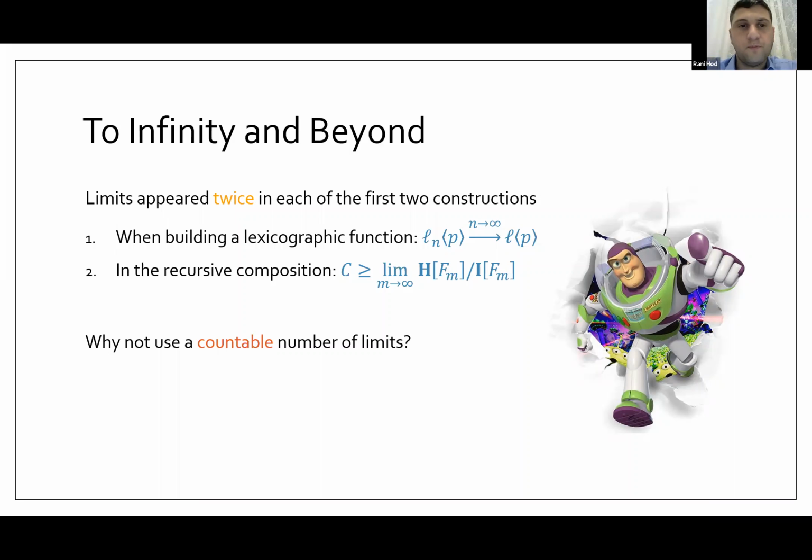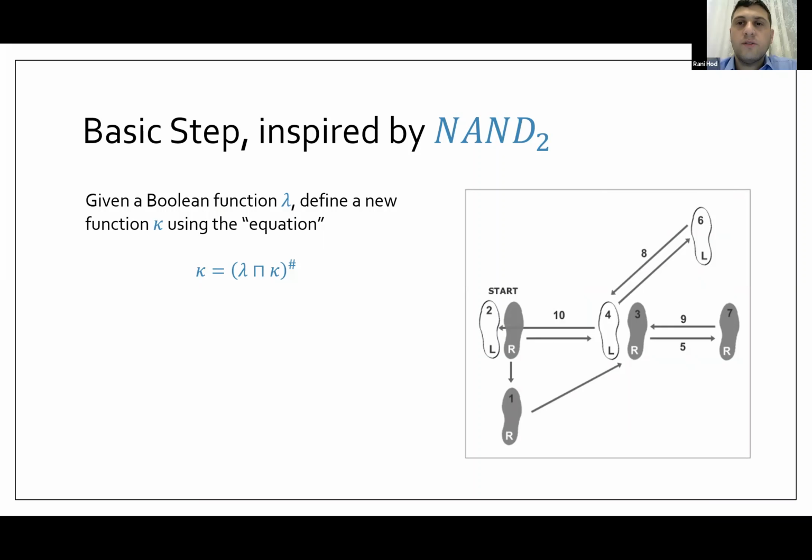So we're going to define a sequence of functions not using this recursive composition. We're not going to separate the recursive composition from the choice of the function, meaning that we define now a sequence of functions in a different way. Let's say we have some base function lambda, and we're going to define a new function kappa using this so-called equation. So I want the function kappa to satisfy this equation. It has kappa on both sides, so that's why I call it an equation and not a definition.